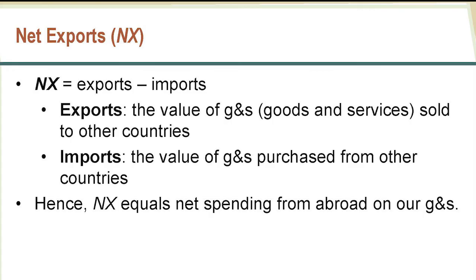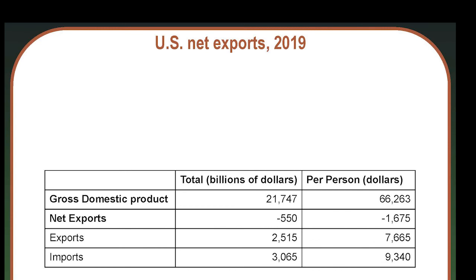Finally, the last category has to do with imports and exports. We calculate net exports as the value of total exports minus the total of imports. And if we look at the next chart, we see that exports were about $2.5 trillion and imports were about $3.06 trillion. So on net, there is a trade deficit of $550 billion.